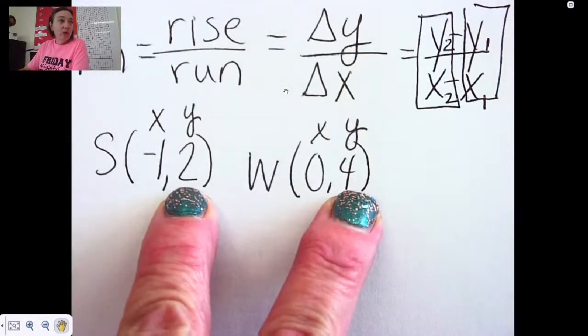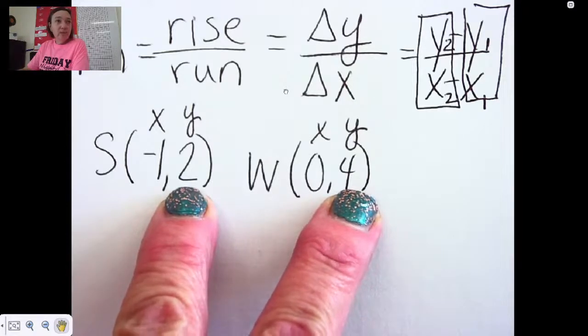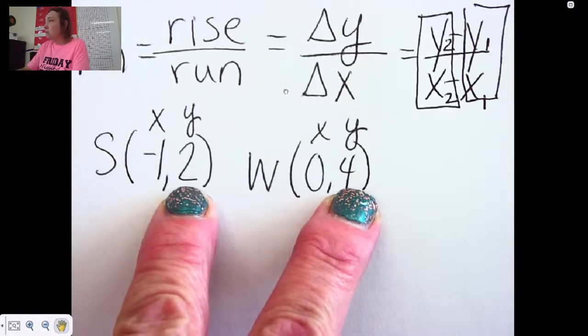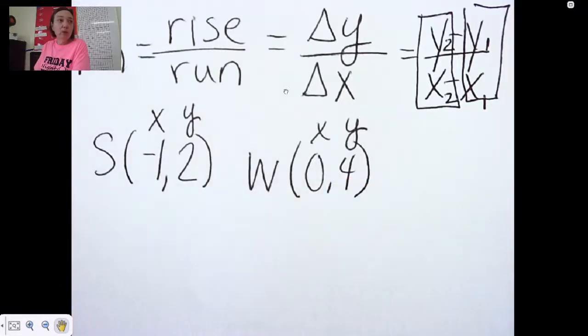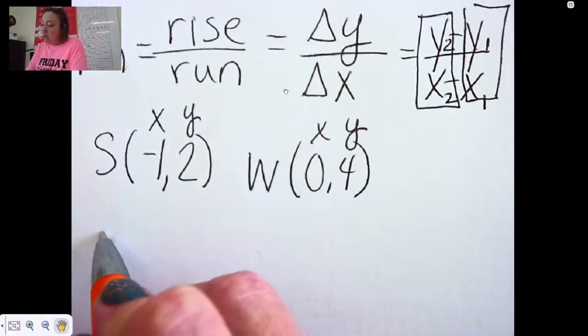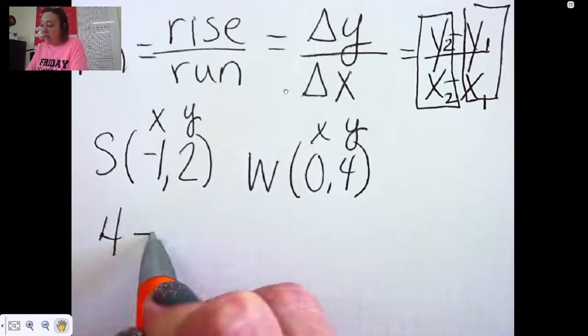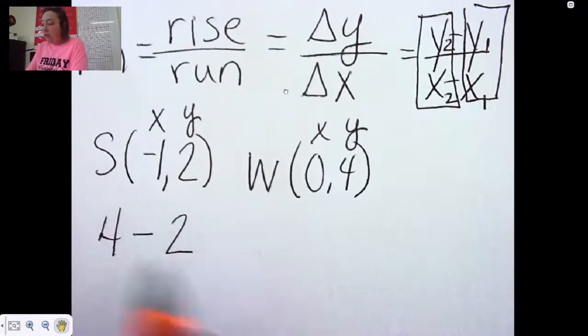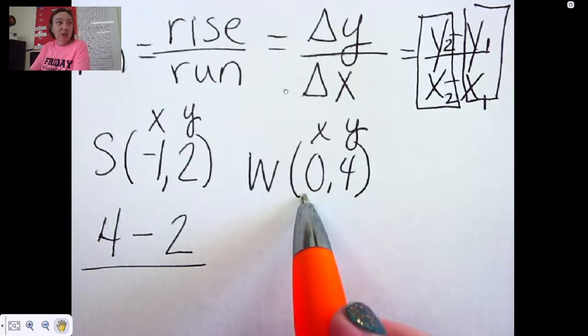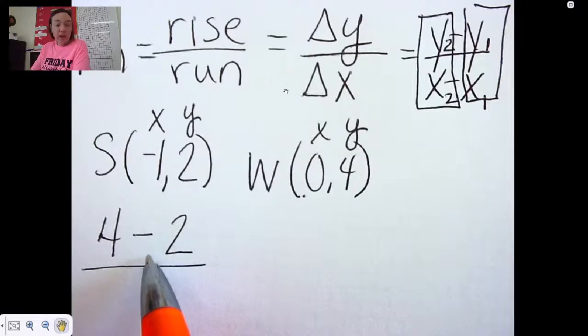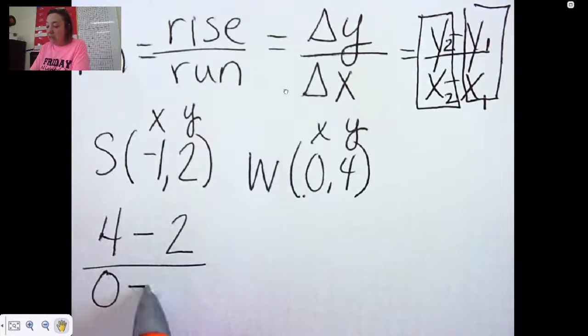Now, which one should we do first? Does it matter? Does it make any difference which one we pick first? It doesn't make any difference. So we're going to pick one of these for the top first. Which one? 4 or 2? Which one, David? 4 or 2? 4. So if we do 4 minus 2, then on the bottom, we have to use 0 first because 0 is the x that goes with 4, and we used 4 first on top. So we'll do 0 minus -1 because that's a -1.